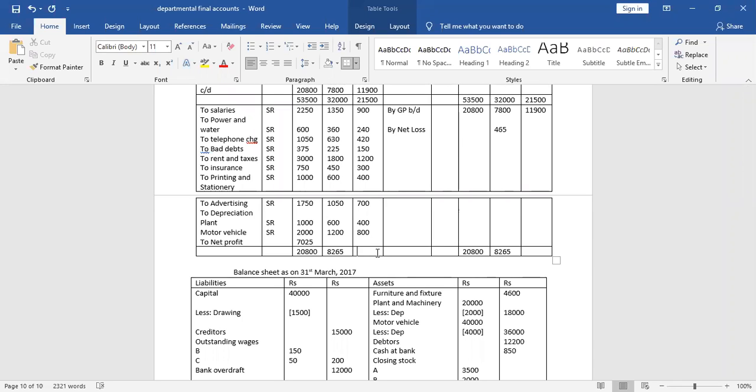150 plus 1200 plus 300 plus 400 plus 700 plus 400 plus 800. 5510 means credit side is heavy, 11,900. Debit side total is 5510. So minus 11,900. What is the net profit we are getting? We are getting 6390. So we have got the net profit and net loss.